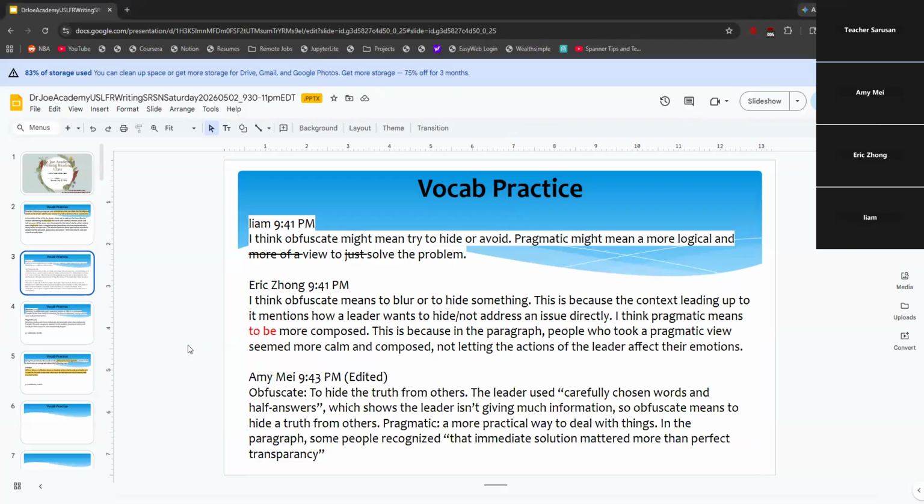um, ob obfuscate. To hide the truth from others. Leader used carefully chosen words and half answers, which shows the leader isn't giving much information, so obfuscate means to hide the truth from others. Pragmatic, a more practical way to deal with things. In the paragraph, some people recognize that immediate solutions mattered more than perfect transparency.